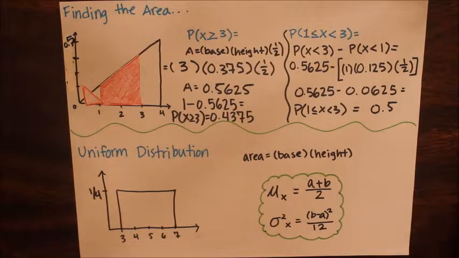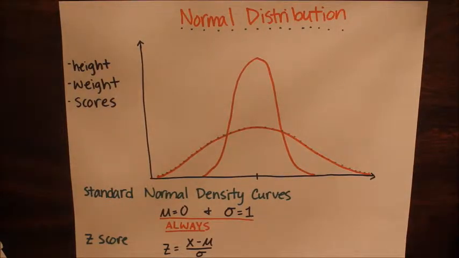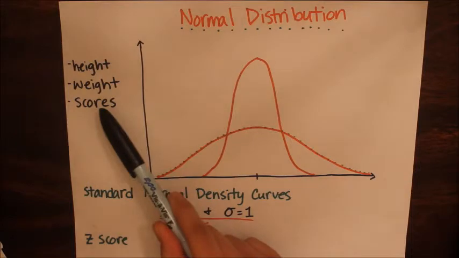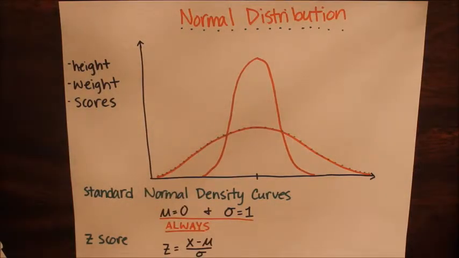Some important formulas to remember are the mean and standard deviation. The a and b indicate the endpoints of the interval. Now for the normal distribution. These deal with things like height, weight, and scores. The curve will look like a symmetrical bell curve. Remember that the probability under the curve has to equal 1.